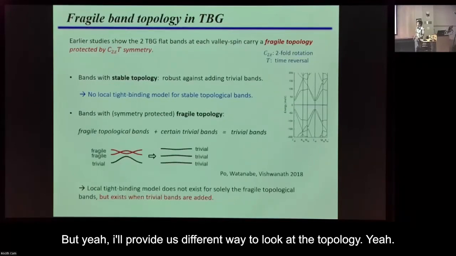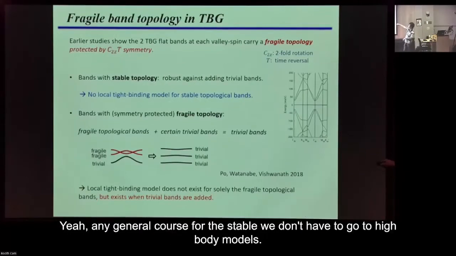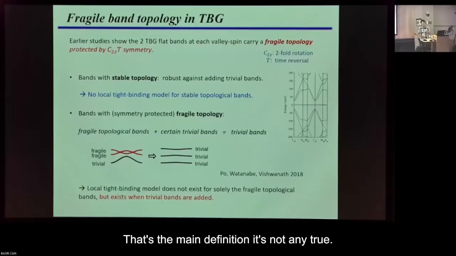Usually, for example for topological insulators, the topology is called a stable topology. That means it's robust against any perturbations, including adding additional trivial orbitals, like attaching another atomic limit insulator to it and turning on the hopping. It doesn't kill the topology. And in general, of course, for stable topology we don't have local tight-binding models. That's a consequence of the topology. Fragile topology is basically a topology that's weaker. In this case, we can have some certain trivial bands and turn on the hopping, which would make them all trivial. That's the naive definition.